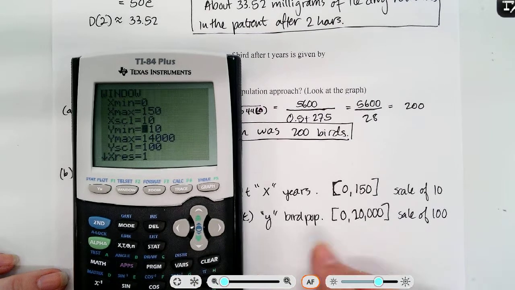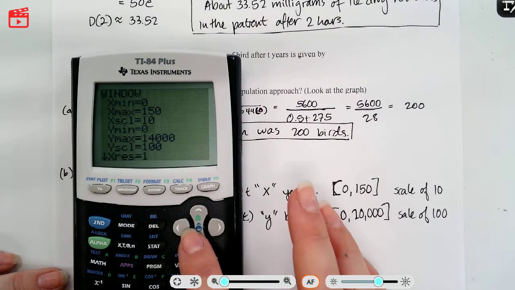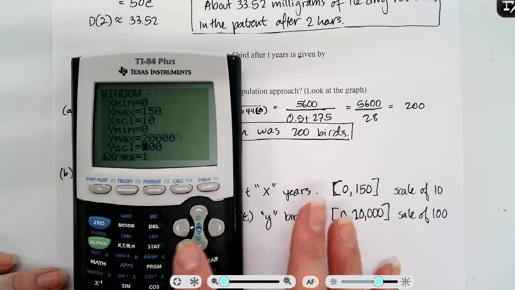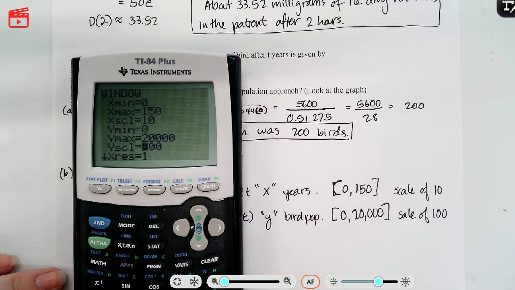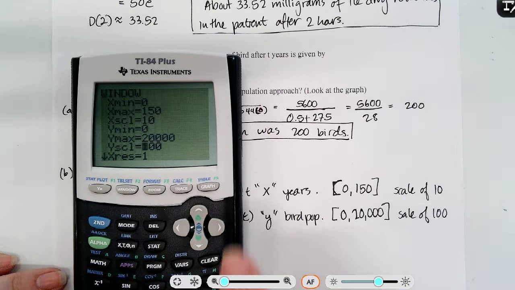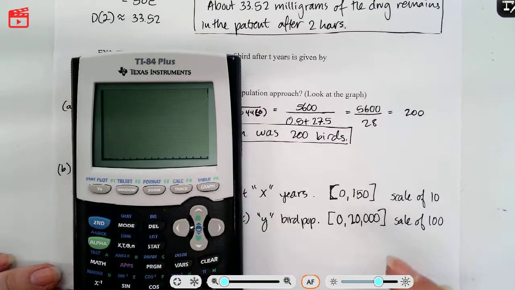My minimum y value I'm going to set to 0, and my maximum y value I'm going to set to 20,000. My y scale is already at 100, so I'll keep it. There we go, we scaled that. Remember, that was our window button. Now we're going to hit graph and see what our value approaches.